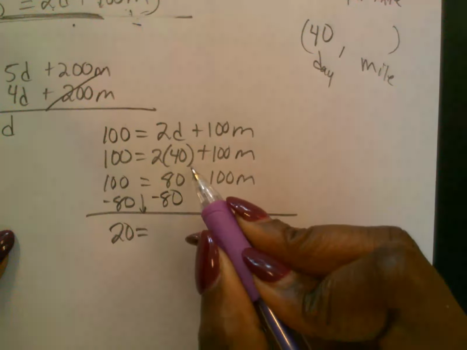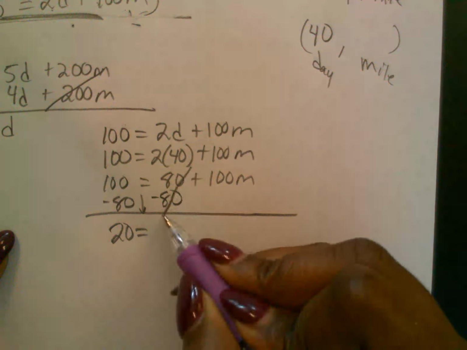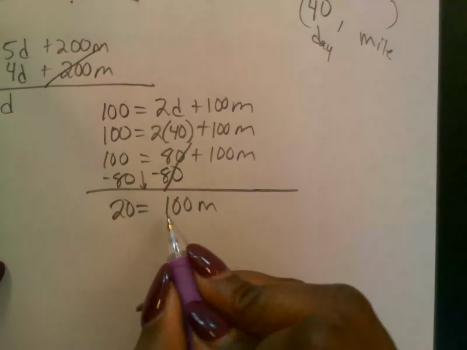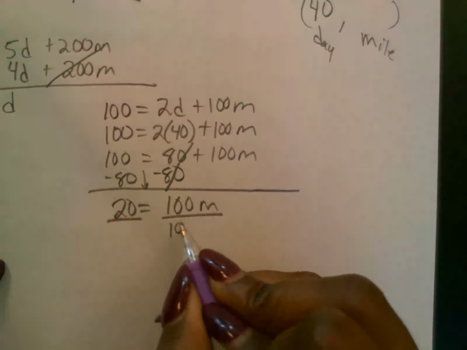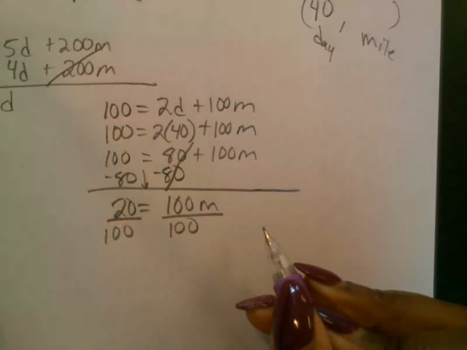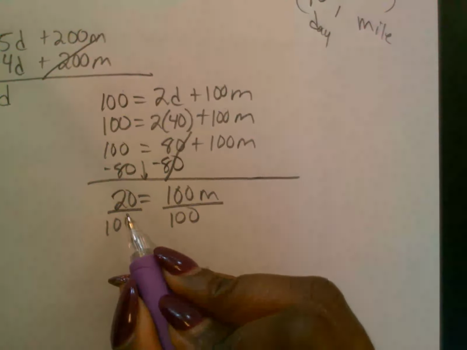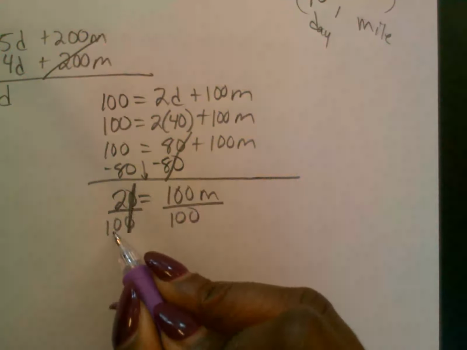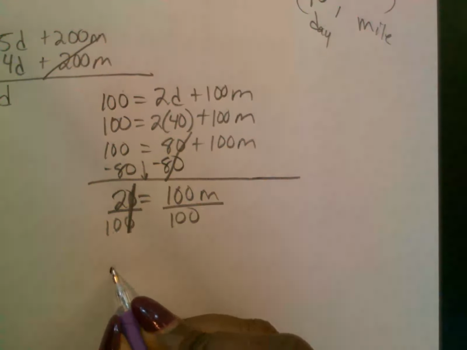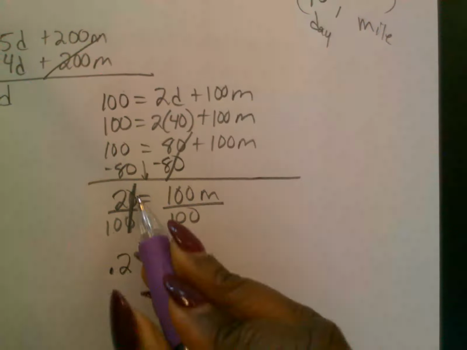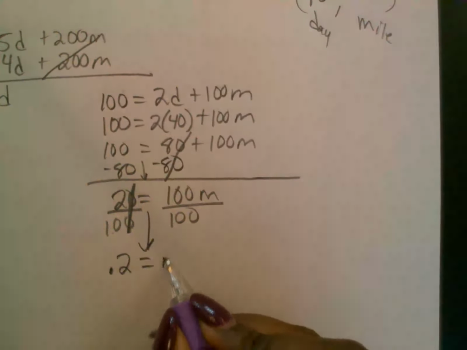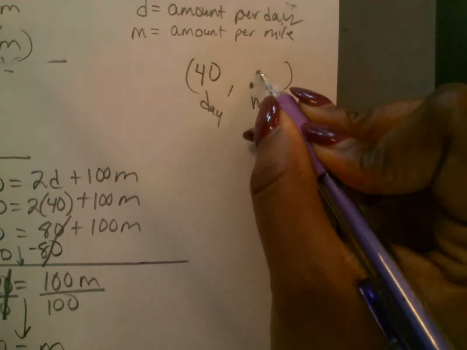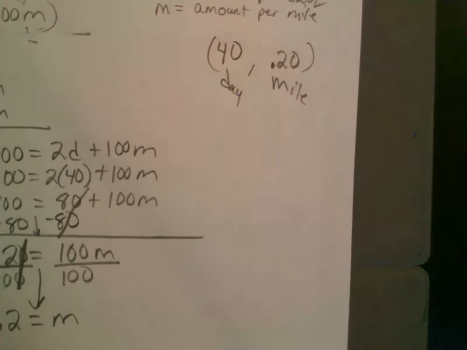When I subtract 80 on both sides, this gives me 20, and I'm left with 100M. Now I'm going to divide both sides by 100. If I wanted to reduce this, it's 2 over 10, so that's 0.2, or you can divide to see it. And this is M, so this is 20 cents. It's 20 cents per mile.